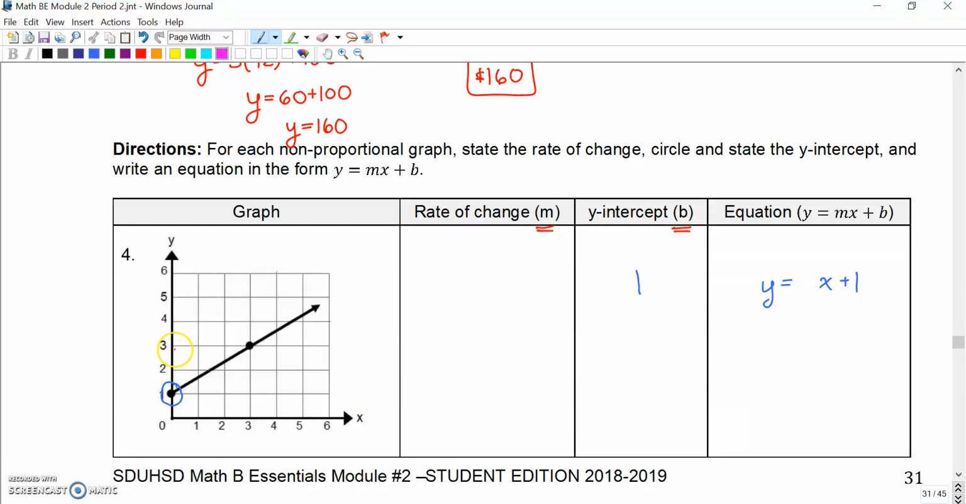Next, I'm going to look at my graph and draw in my triangle and carefully count what is my change in y, which is up 2. I like to put plus 2 there. So this is rise over run, which is 2 over 1, 2, 3, 3. So 2/3, which means my equation is y equals 2/3 x plus 1.